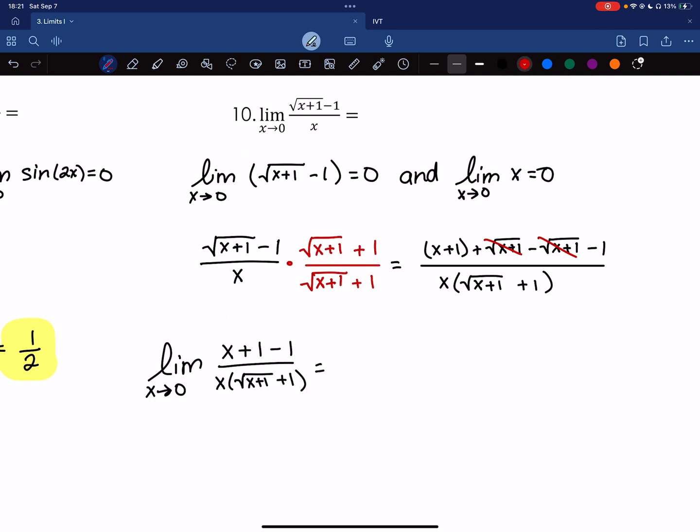We see that the 1's cancel out. Let's rewrite and see what we have: the limit as x approaches 0 of x over x times the square root of x plus 1 plus 1. Now this x cancels out that x, and I'm left with a 1 on top, and I can go ahead and direct substitute. When I plug in 0, I get 0 plus 1, which is 1. Square root of 1 is 1, plus 1 is 2, and so we get that right there.